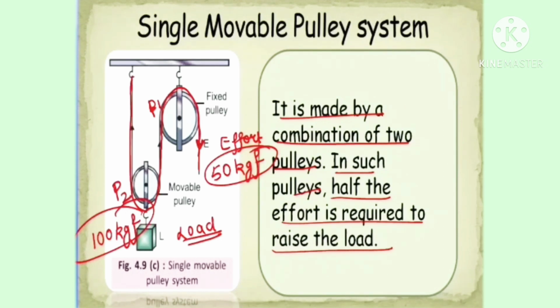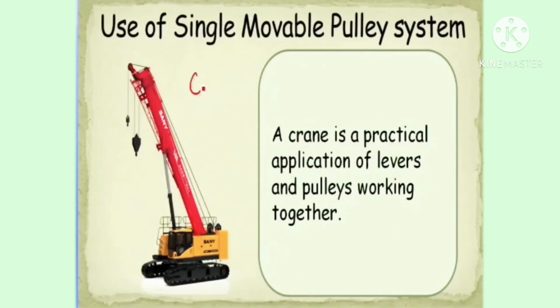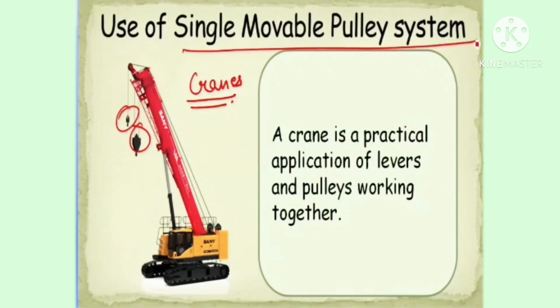This kind of combination is used in a crane. Now, a crane is already an example of a lever machine; it uses the mechanism of a lever. For lifting heavy loads, there are different pulleys depending on the load we use. So in these kinds of machines, we use the single movable pulley system.